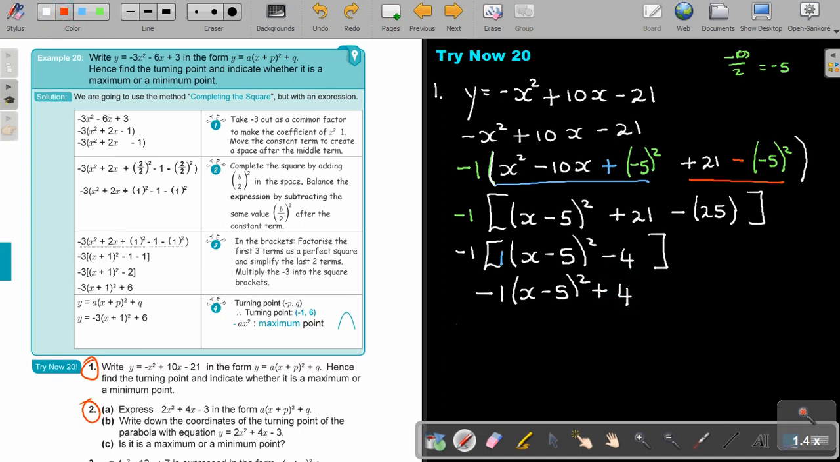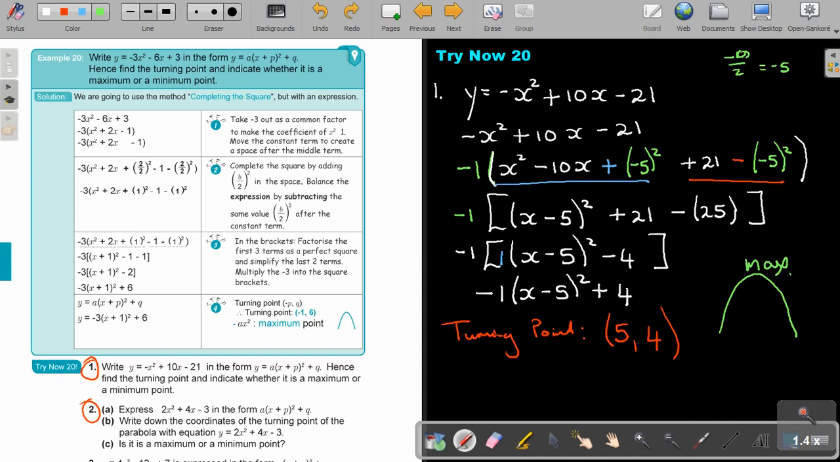So therefore, the turning point, this time I'm writing it a little bit out. Okay, so what is the turning point? Remember, change the sign, so it's positive 5, and keep the sign, 4. And because it was negative, it was a sad face, never smiling. So due to that negative, you know it's looking like this, you know that this was a maximum point. Okay, so if they ask you what kind of turning point, you can say it's a maximum turning point.